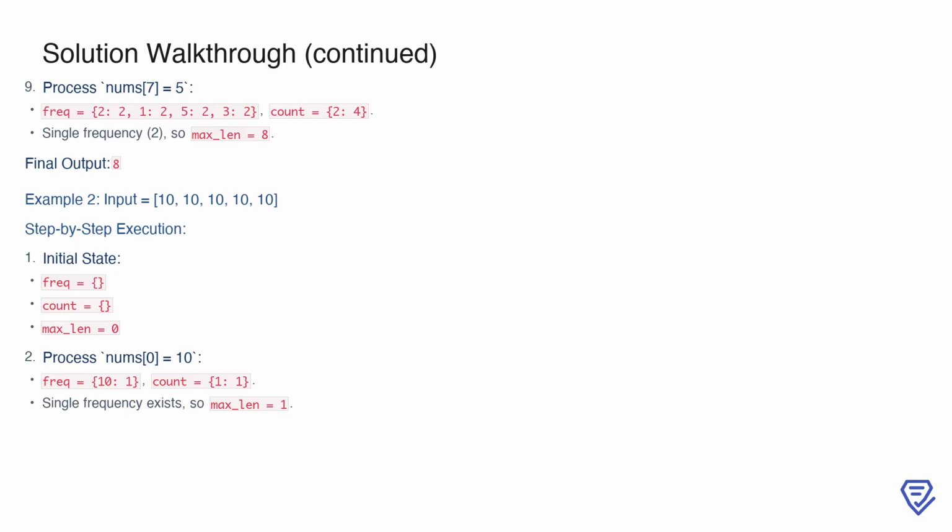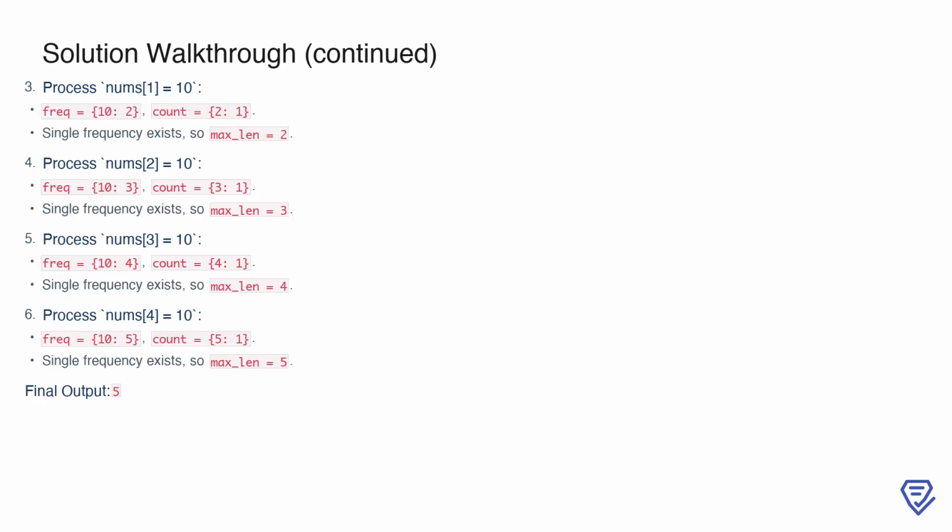Shifting to a simpler input, such as 10, 10, 10, 10, 10, we begin with empty dictionaries for frequency and count, and max_len set to 0. Processing the first number, 10, increases its frequency to 1. This updates frequency to {10: 1}, and count to {1: 1}, where one number has a frequency of 1. With only one unique frequency, max_len becomes 1.